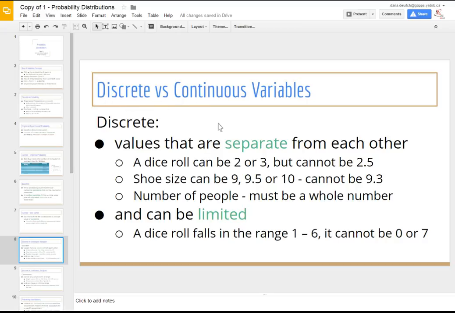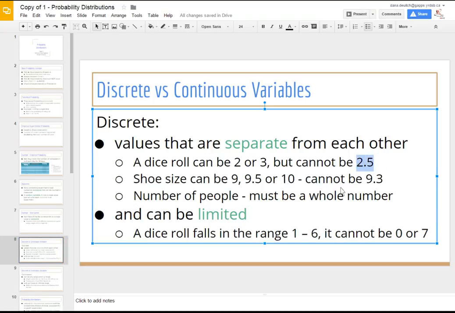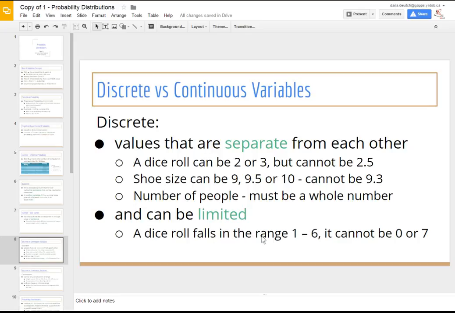We also need to remember the difference between discrete and continuous variables. Discrete variables are values that are separate from each other. For example, a dice roll can be a 2 or 3, but it can't be 2.5. Shoe size can be 9, 9.5, or 10. Can't be 9.3. Number of people must be a whole number. I can't have half a person. Discrete variables can also be limited. So a dice roll falls in the range of 1 to 6. I can't roll a 0 or a 7 on a standard die.